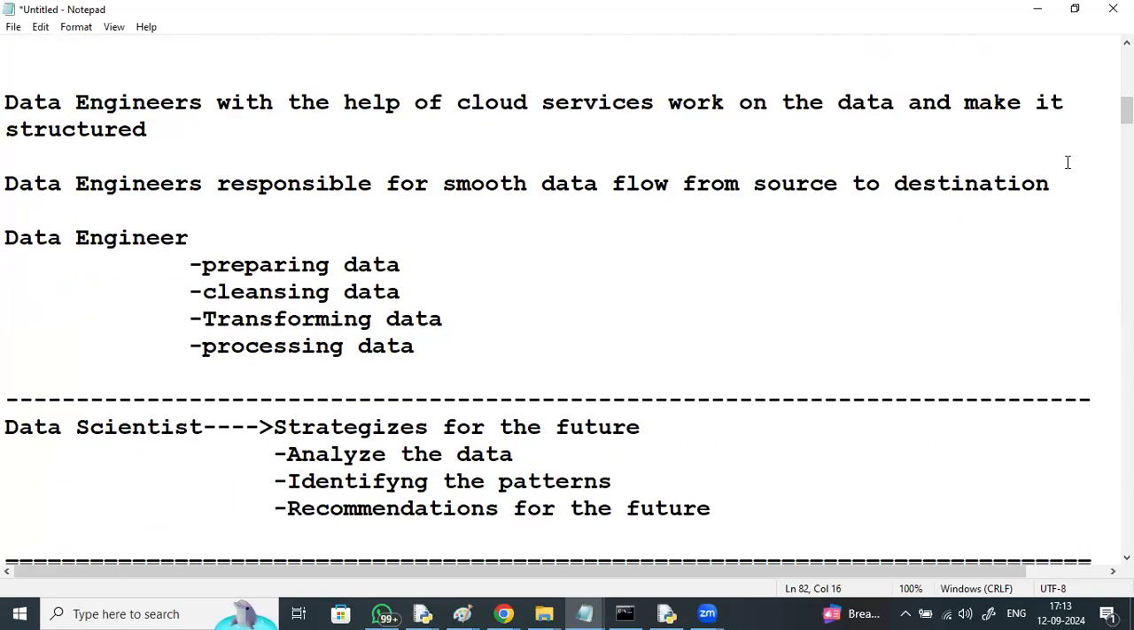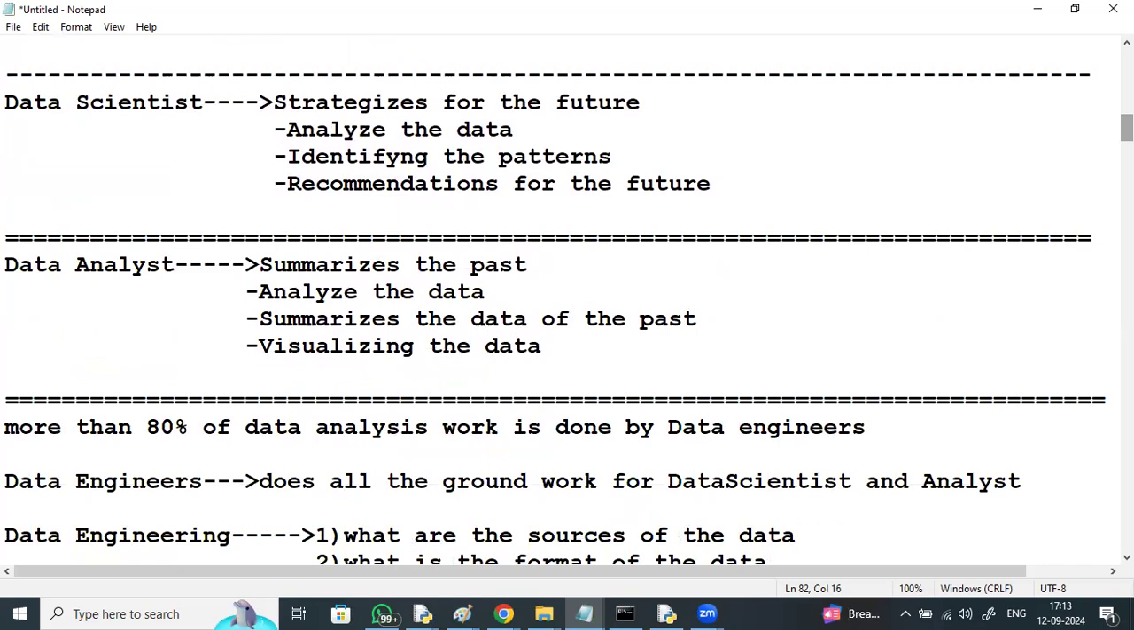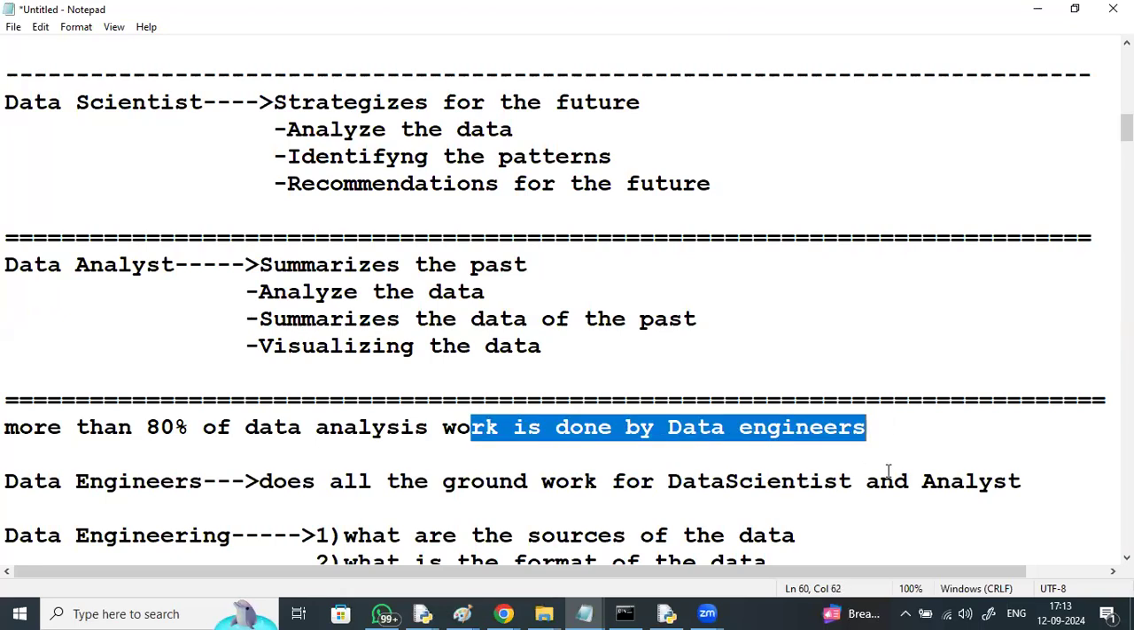Mainly, their work is preparing data, cleansing data, transforming data, and processing data. They're responsible for smooth data flow from the source to the destination, right? Data scientists strategize for the future, analyze the data, identify patterns, and make recommendations. Data analysts summarize the past, analyze the data, and visualize it. More than 80% of the data analysis work is done by data engineers. All the groundwork for data scientists and analysts is done by data engineers.